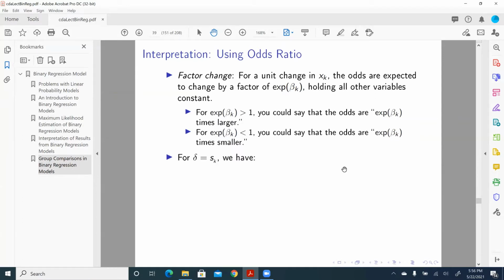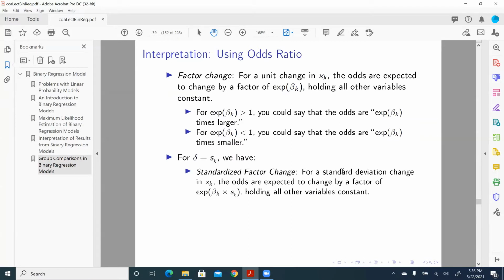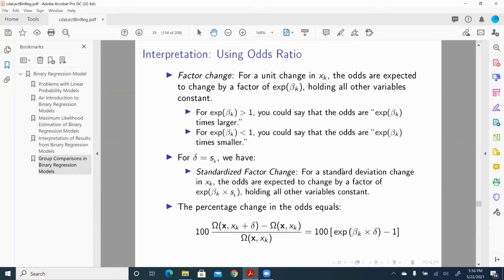Here there are some interpretations for standardized change, and I'm not going to get into such details. You can look at my notes, but in my lecture I tend to minimize my discussion of standardized coefficients because of the concerns that Professor John Fox expressed in our textbook.